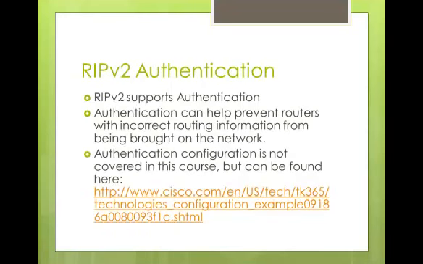Last thing here is RIP version 2 does support authentication. Authentication can help prevent routers with incorrect routing information from being brought on the network. Essentially, with authentication, all the routers have to have the same password. And if a router were to be brought onto the network without that correct password, we would not accept updates from them. So this can help prevent attacks on our network or incorrect routers being brought on that network accidentally.